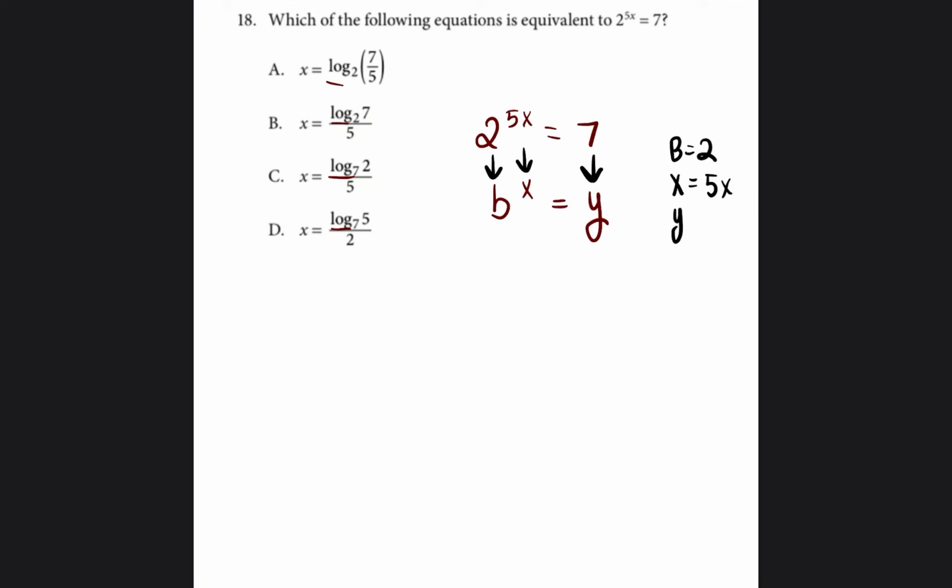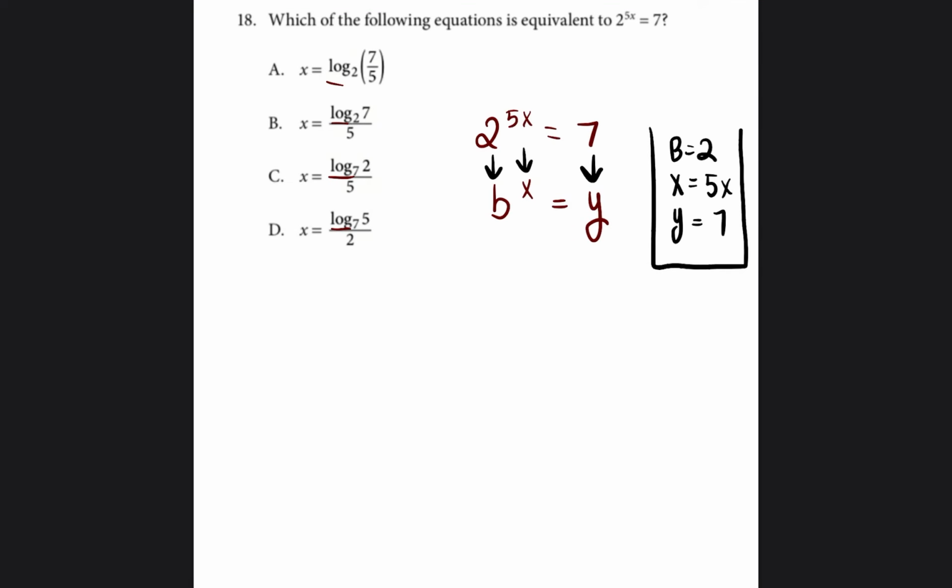All right, it says, which of the following equations is equal to log base 2 of 5x equals 7? Okay, so when we're looking at this problem, we're seeing that log is in the answers, so it's a logarithm. So we're just going to remind ourselves that the basic equation for a logarithm is log base b of x is equal to y. So what we're going to do is identify what b is equal to, what x is equal to, and what y is equal to. So b would be 2, so b is equal to 2. X is equal to 5x, and y would be 7.